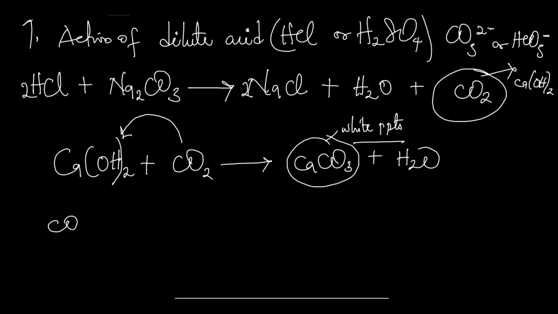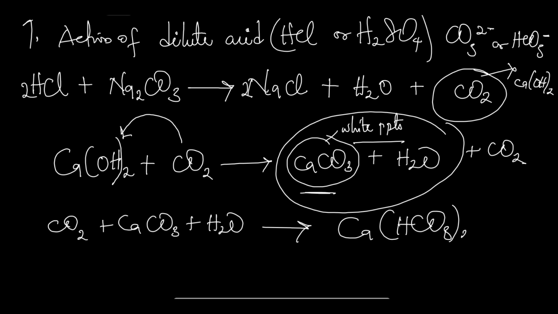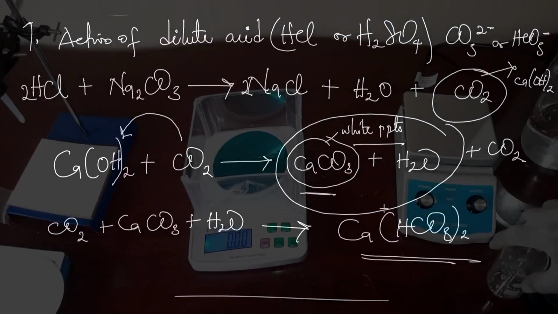And if you further pass more carbon dioxide through the solution, that means from this milky solution, you pass more carbon dioxide gas through it, the white precipitate will disappear to form calcium hydrogen carbonate, which is soluble in water, hence that white milky color will go off. So now let's go back to the preparation of lime water.